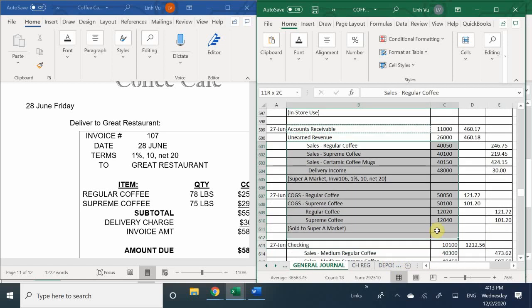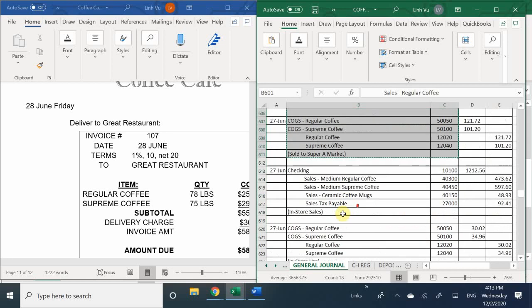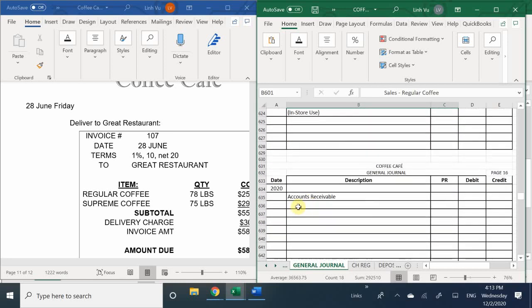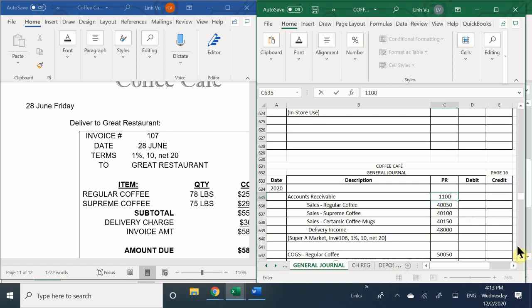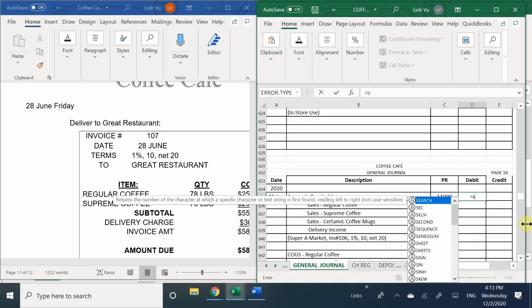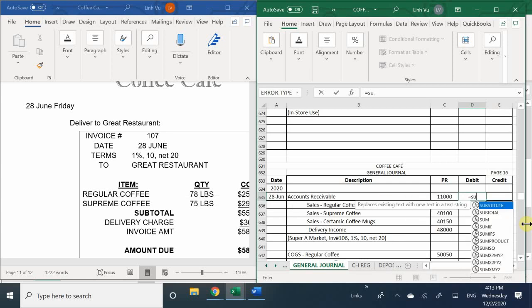Sure. So we do have the new date of the 28th. Okay, and so this will be accounts receivable, which is the 11,000, excuse me. Okay, and we have the amount due on that is the 585.87. For this one, I'm just gonna equal sum it so I don't have to check to make sure my columns fit.